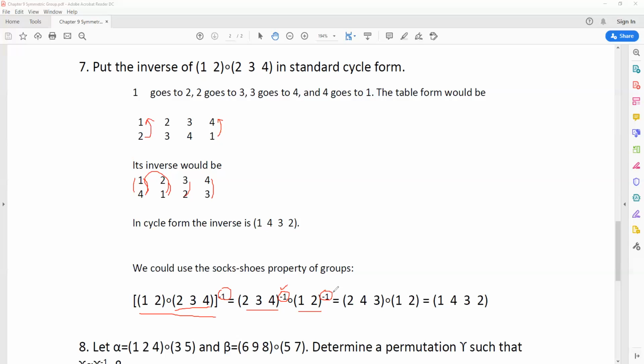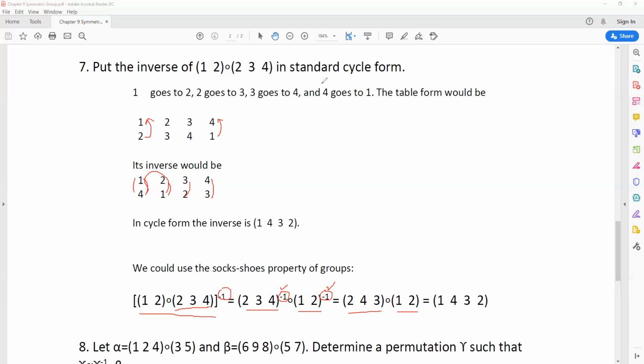And then to undo the inverse symbol, you simply reverse the elements inside each set of parentheses. So (2 3 4) inverse would be (2 4 3). And then if you take (1 2) inverse, that takes you to (1 2). And again, we like to write that smallest element first.